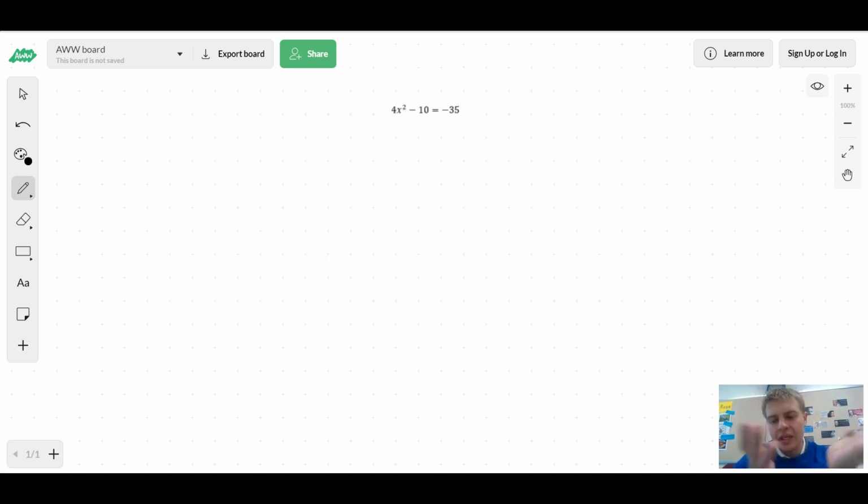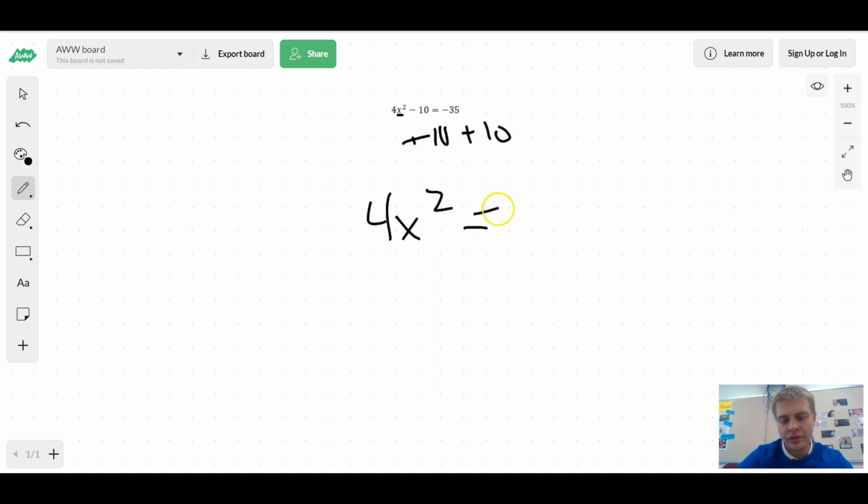Okay, so let's say we got this problem here. This is a lot like one of the problems yesterday, because again, you have an x squared and no other variables. So all we would do is solve that. So I'm going to add 10 to both sides. We're going to get 4x squared equals negative 25. Then I'm going to divide both sides by 4.